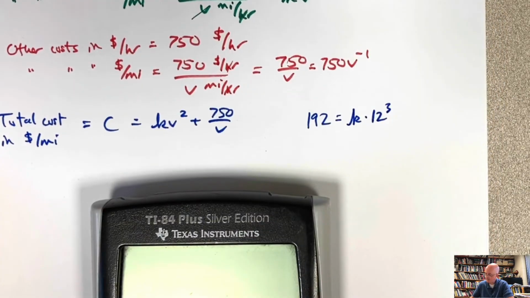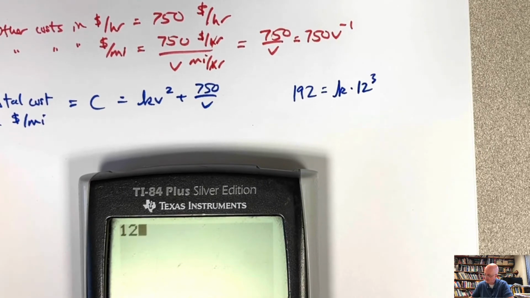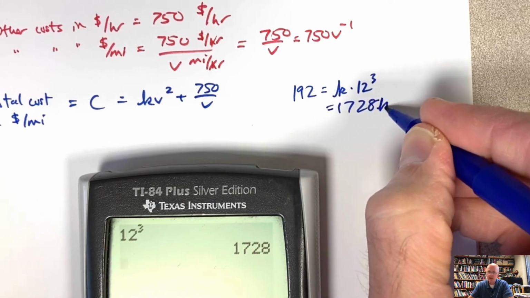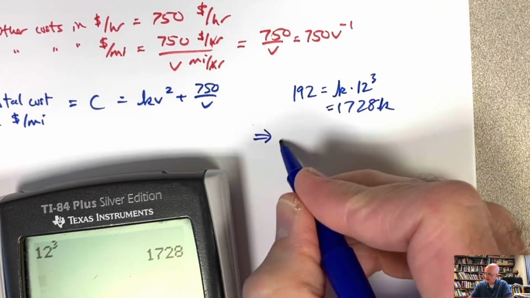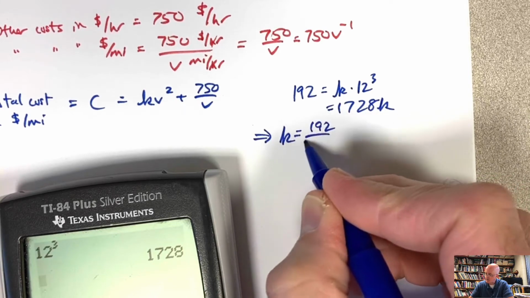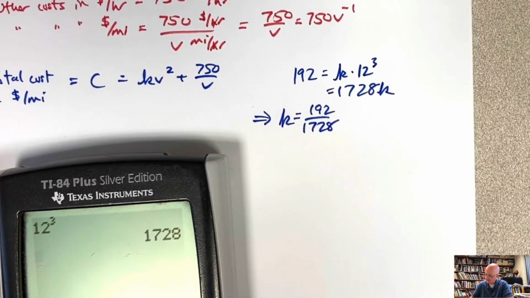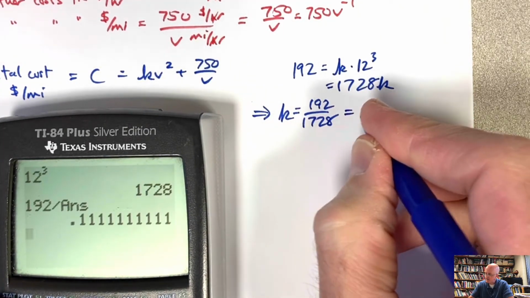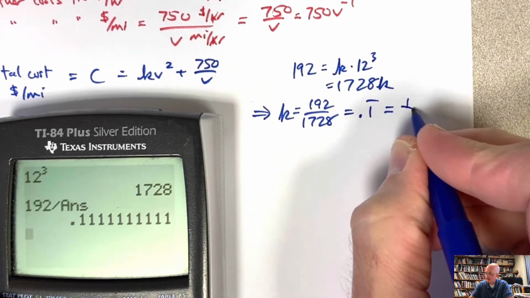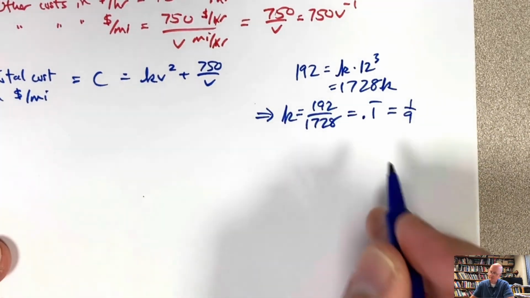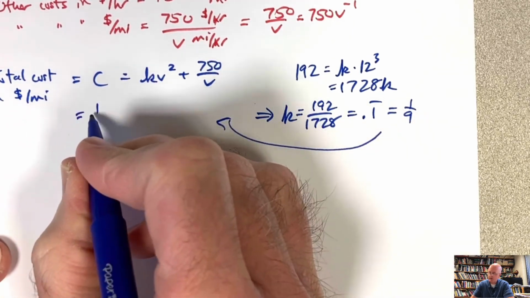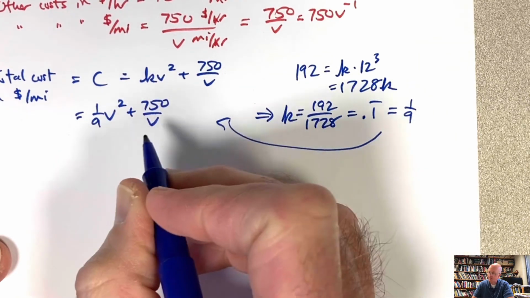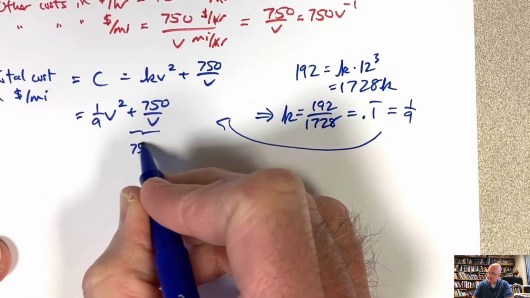12 to the third power is 1728. So this is 1728K. Solve for K. K is 192 over 1728. It comes out nice, actually: 0.1 repeating, as a fraction, that's 1/9. Plug that in, and you get 1/9 V squared plus 750 over V for the total cost in dollars per mile. Again, this could be written as 750 V to the negative 1.